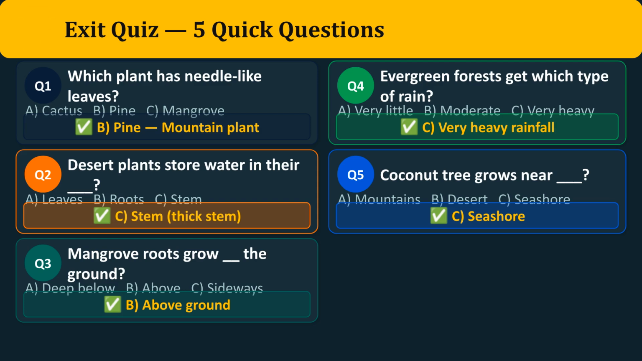Now you know that plants don't just grow anywhere. They are specially adapted to survive in their own habitats. Keep observing the plants around you and try to identify the habitat they belong to.